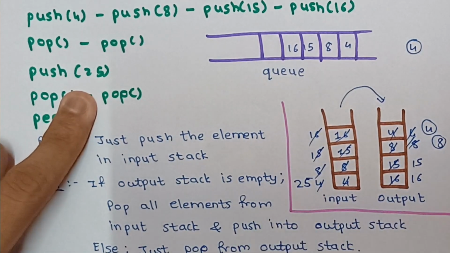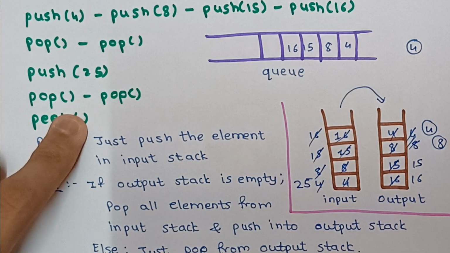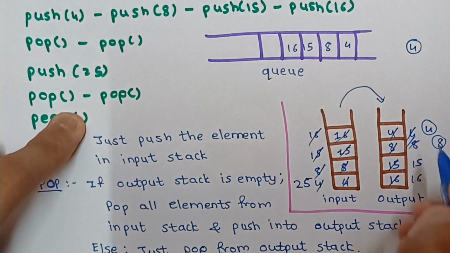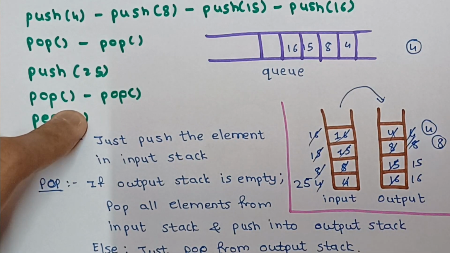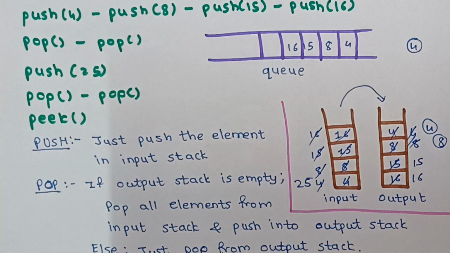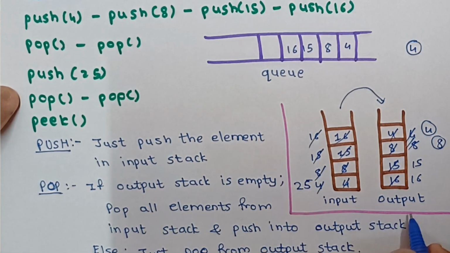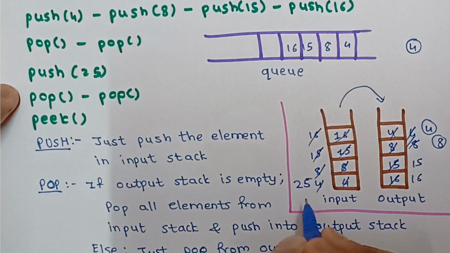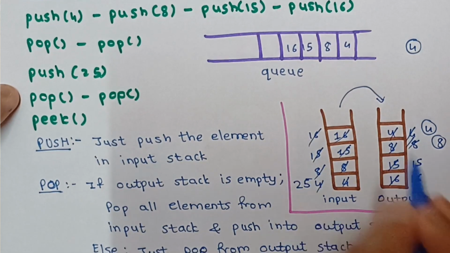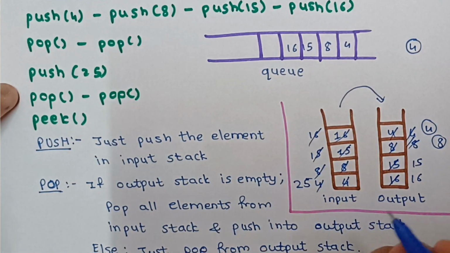Okay, 25 is added in the input stack. Now what we have to do? Our output stack is not empty, so we will not push this 25 from the input stack into the output stack. First we will pop all these elements out.